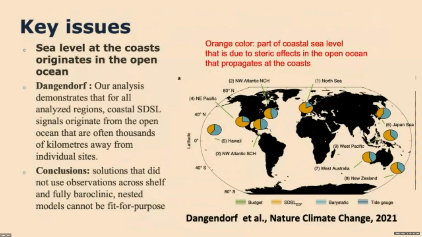Okay, so you know the key issues. Very briefly, I've already shown this, but not to you. The key issue is that we can't isolate the coastal areas too much from the global ocean, because in this beautiful paper, they show that the part of coastal sea level that is due to steric effects in the open ocean propagates to the coast. Now we have seen Rodrigo says, oh no, it doesn't matter, because he uses a two-dimensional, barotropic model. Well, this doesn't happen so often.